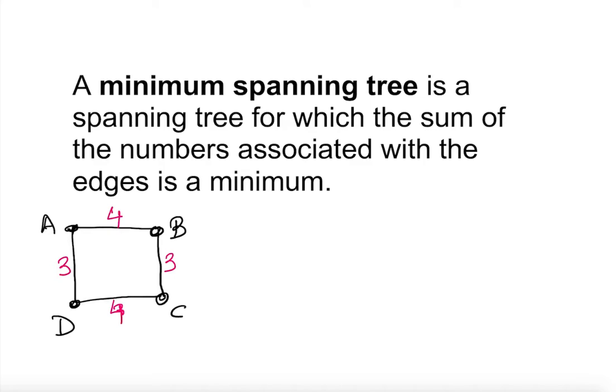Once you remove the biggest edge, I'm going to remove this one. As you clearly see, we have all the vertices connected. So our minimum is going to be the sum. What is the sum? The sum means 3 plus 4 plus 3. So that is going to be 10, the minimum spanning tree.